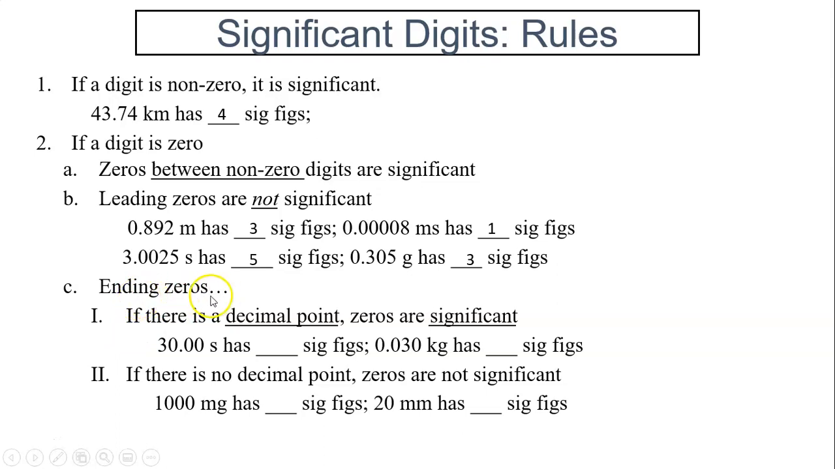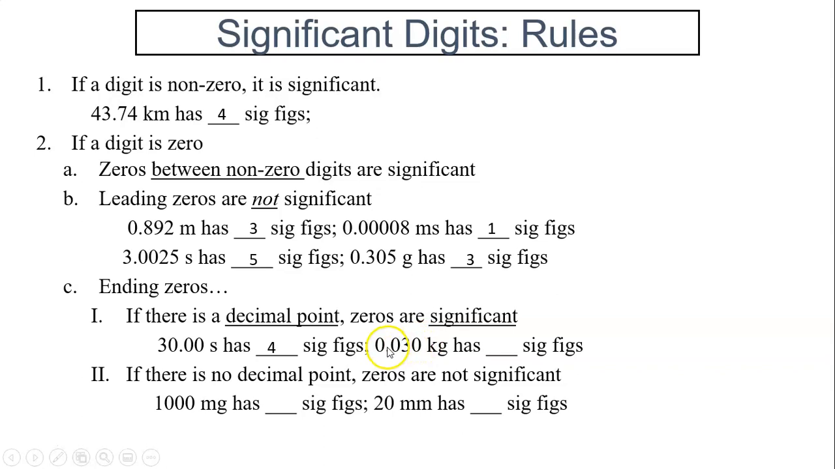Next, we have to talk about ending 0. There are 2 scenarios for ending 0: see if there is a decimal point. If there is a decimal point, the zeros are significant. So this is talking about ending 0. All these are ending zeros, and there is a decimal point. That means the zeros are significant. All these zeros are significant, so there are 4 significant figures.